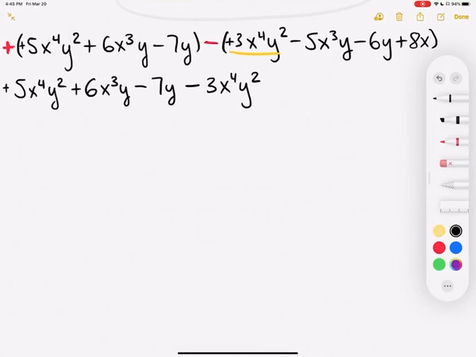And we have to do the same thing for the next term. Right? So that's -5. It means that it's going to become +5 x cubed y. For the third term, that's -6. It means it's going to become a +6y. And for the last term, that's a +8, so it means it has to become -8x. So we have to change the signs of everything inside the second parenthesis, since we have a negative sign in between.